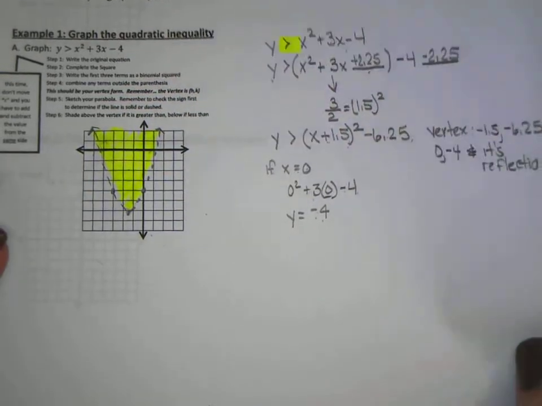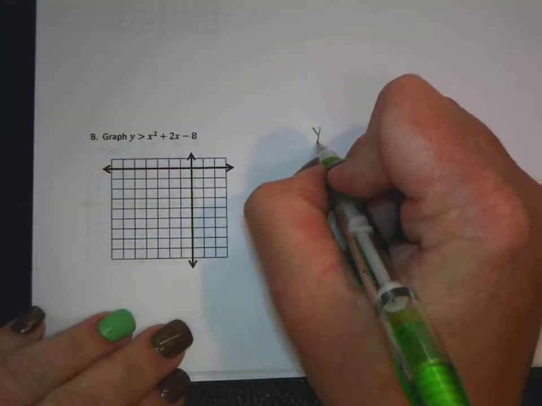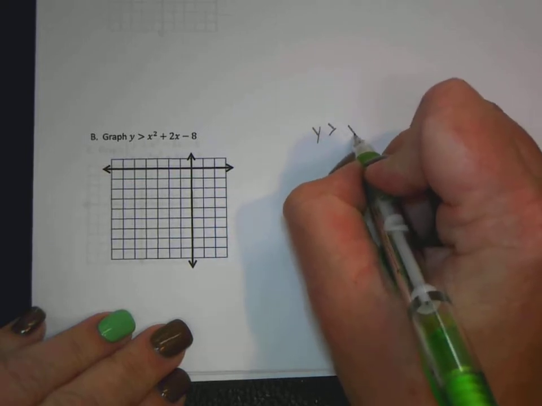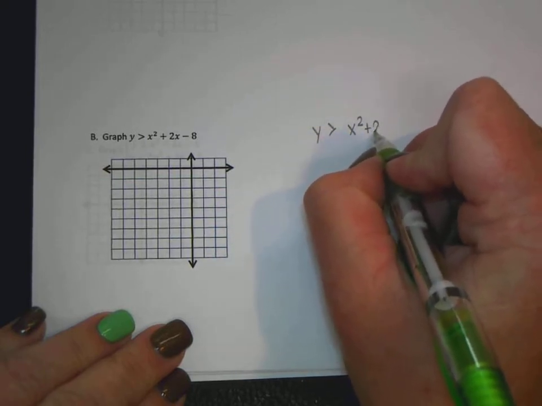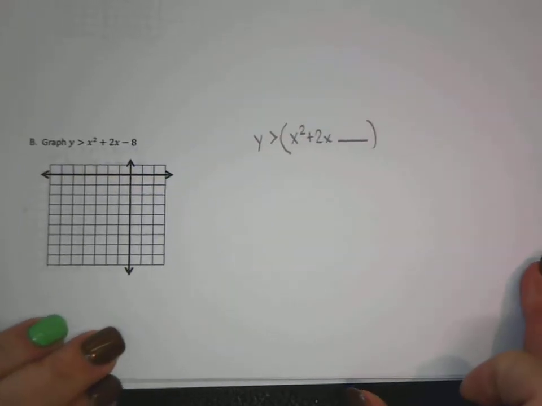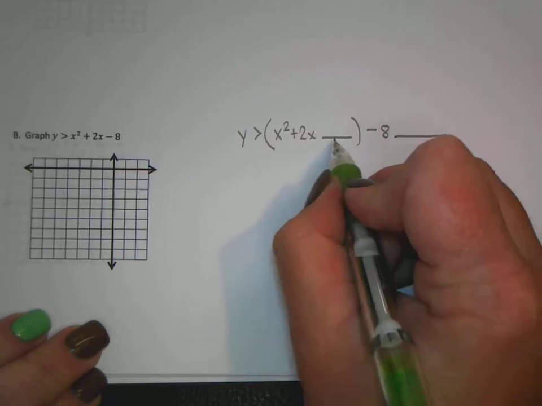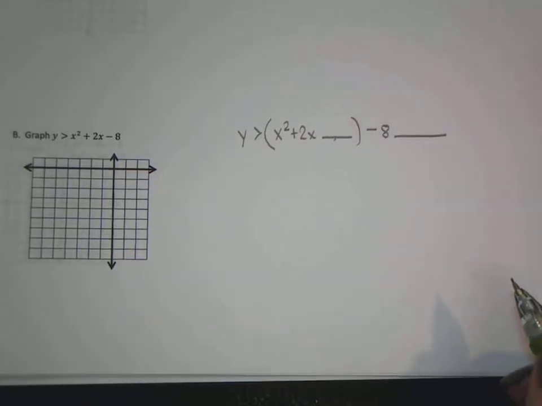Okay, let's go on to B. Same situation, let's change it to vertex form. So y has to be greater than x squared plus 2x. Bump your negative 8 over, because remember this is going to be your perfect square trinomial here. So bump your negative 8, and then remember you're going to do the opposite of whatever you do here.